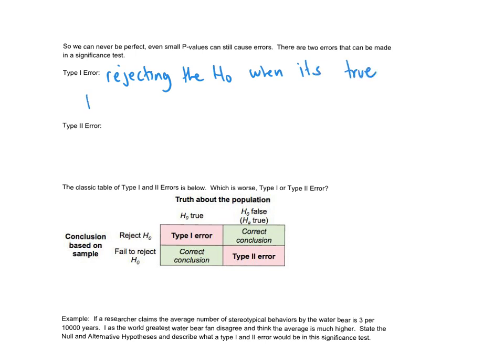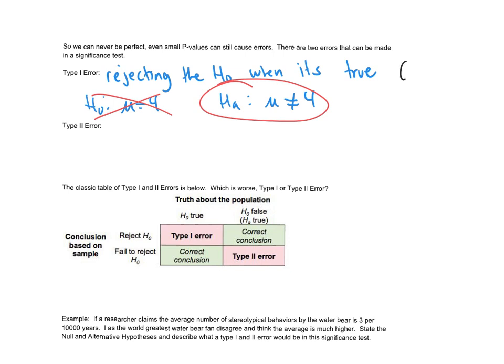So if I say that my null is mu equals 4, and my alternative is mu is not equal to 4. If I find a p-value and compare it and say, well, that's not true, this one must be true. Well, if that first statement was actually true, I shouldn't be rejecting it. So this is what we call a type 1 error, when we're rejecting the null when it's actually true. This is covered by our alpha, our level of significance, and our p-value. So that is something we account for.